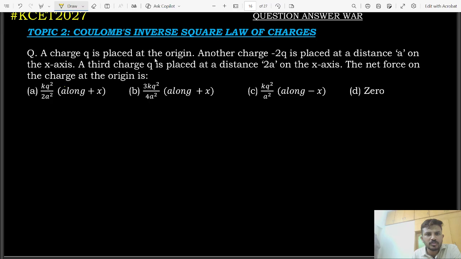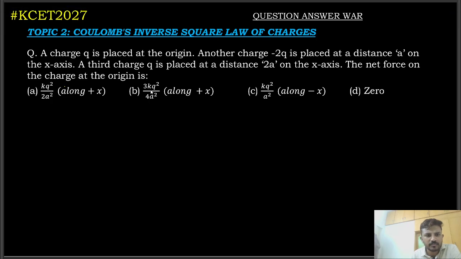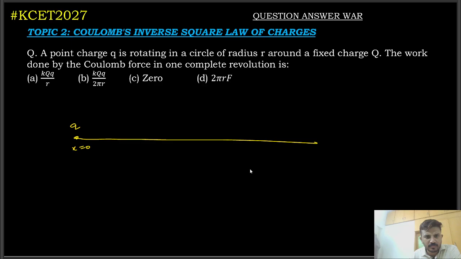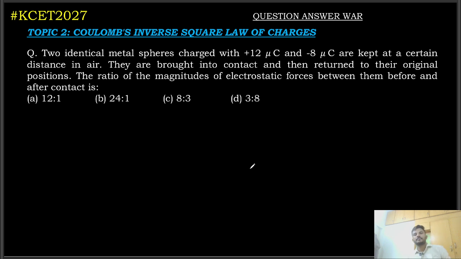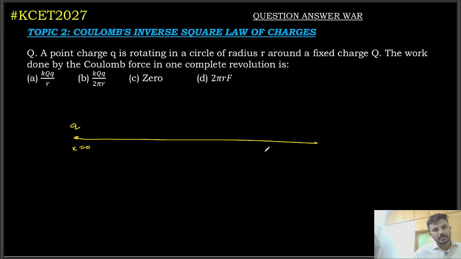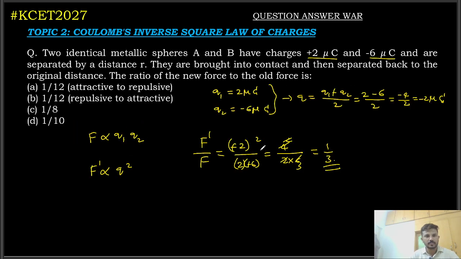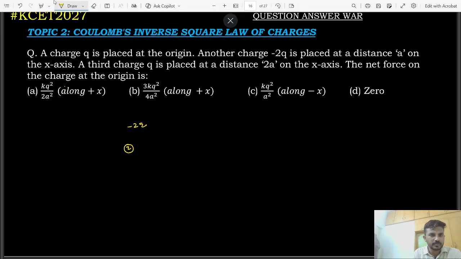So let's consider then a charge q is placed at the origin. Another charge minus 2q is placed at a distance a on the axis. It has missed here. Okay, I need to go back to this. Just a minute.